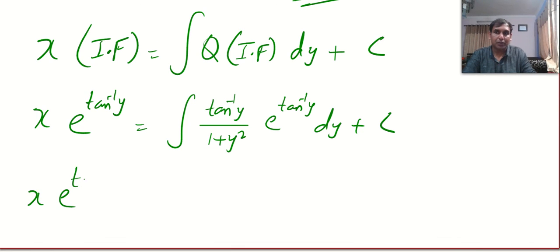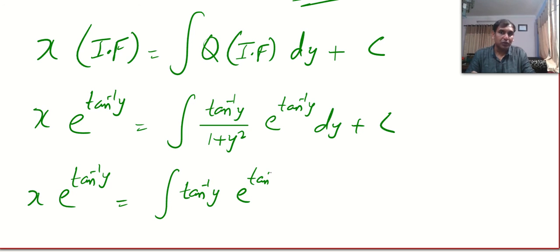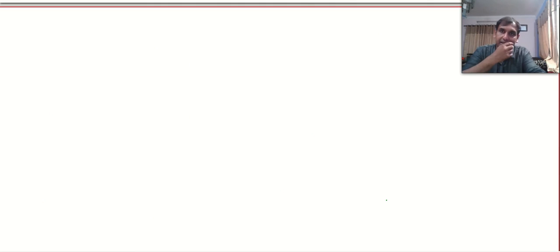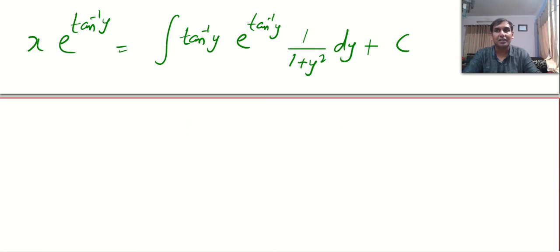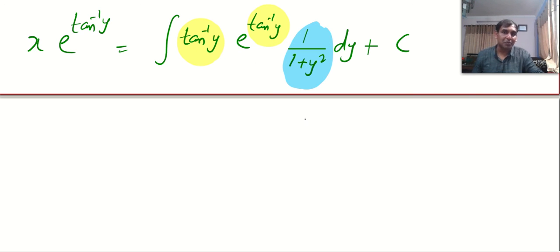So x into e to the power tan inverse y is equal to, look at this, I'm going to rearrange it as usual. I'm going to write tan inverse y into e to the power tan inverse y into 1 by 1 plus y square dy. Now can you guess what should be the next step? I can see a function and its derivative. Can you see? I'll color it for you. Yeah, I'm going to do that.